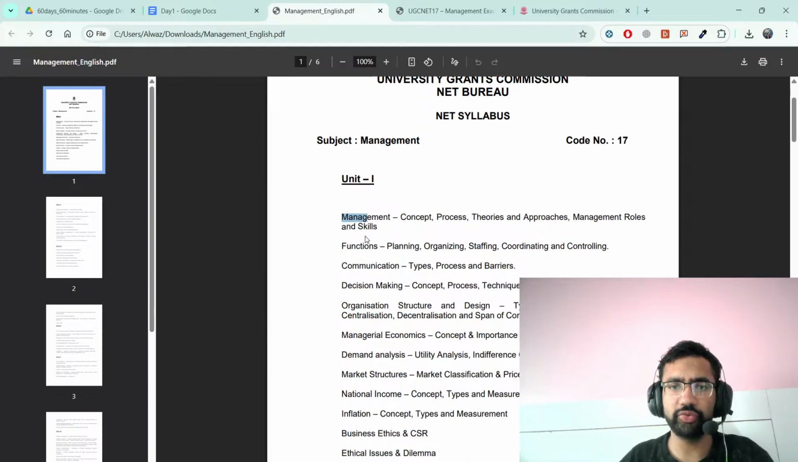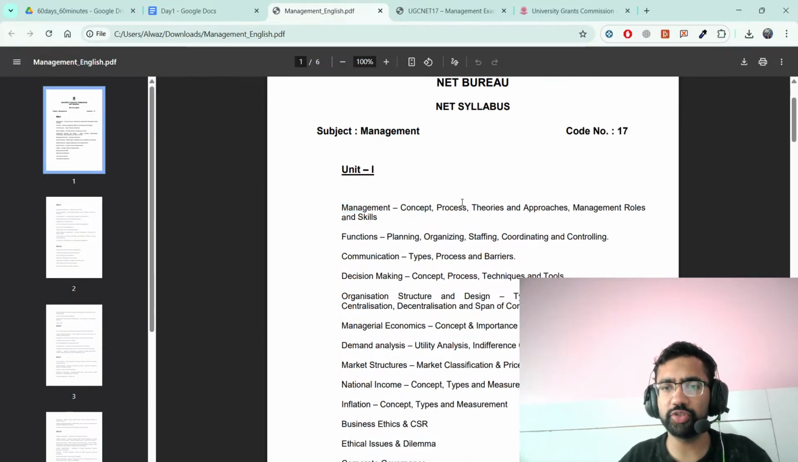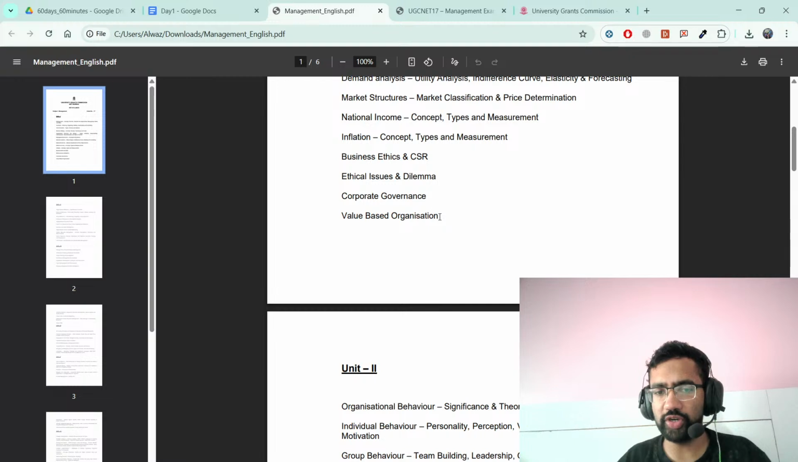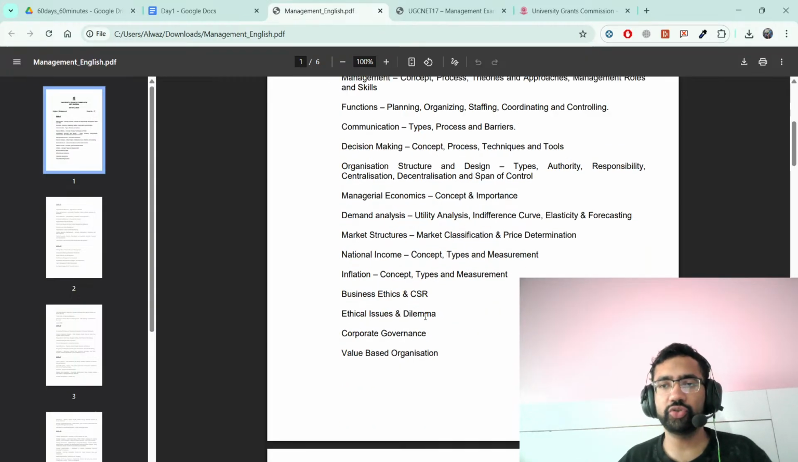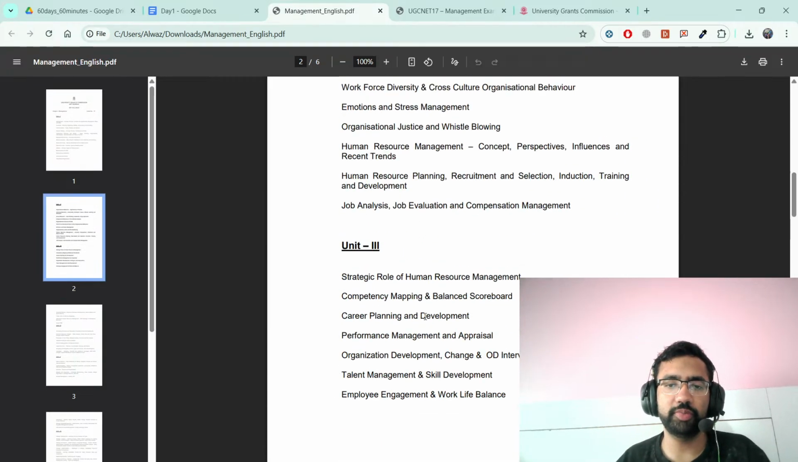Now all these points you see, like in management, there will be concepts of management, processes, theories, management roles and skills. Now these are generic topics, you cannot do anything. But you can search on the internet for functions of management: planning, organizing, staffing, coordinating, controlling. There is a theory based on this topic, you will find it. So just to start, you go from unit 1 to unit 10. You go through all these topics and just get an idea what they mean. In 4 to 5 sentences, you should be able to explain to yourself these topics that are listed here in these 6 pages.